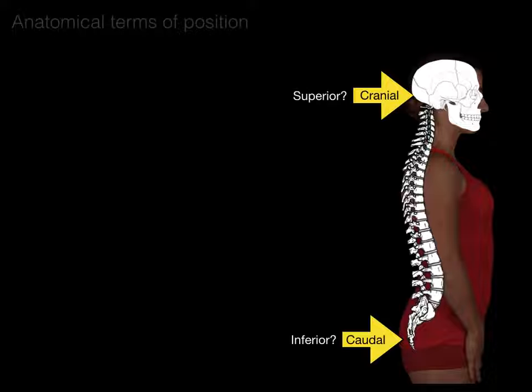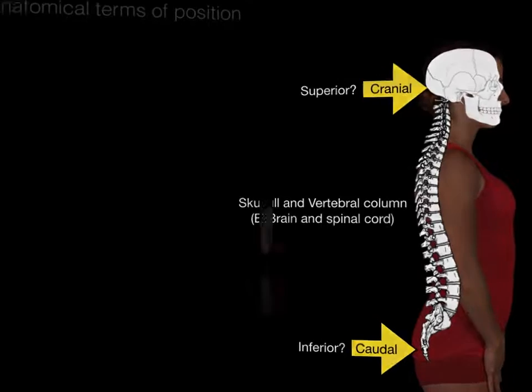These two terms, cranial or cephalic, meaning towards the head, and caudal, towards the tail, are primarily used with regards to the skull and vertebral column or brain and spinal cord. You're going to see those terms used.